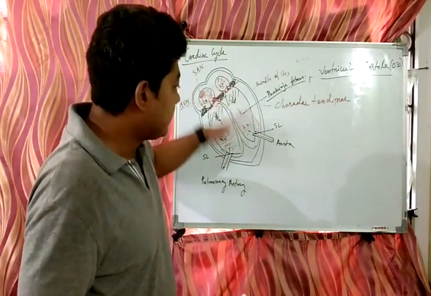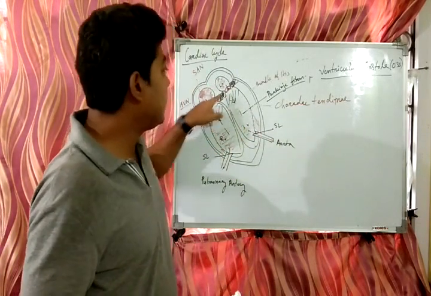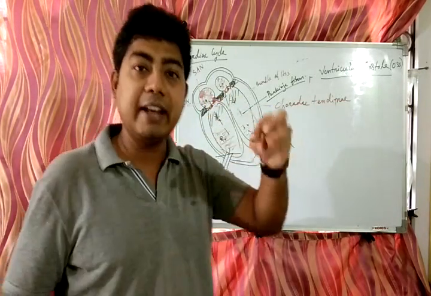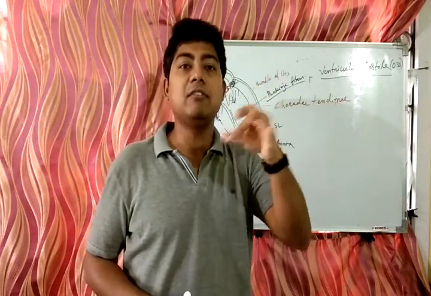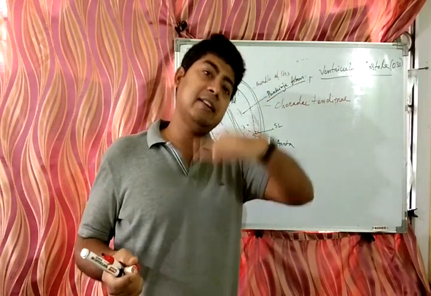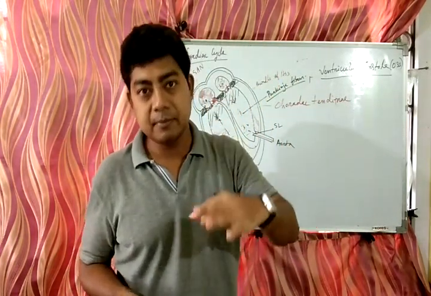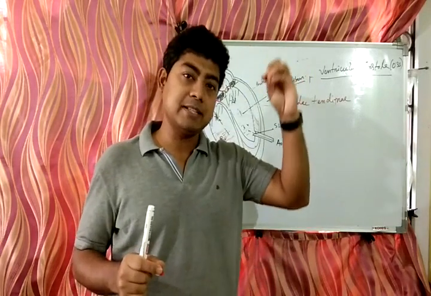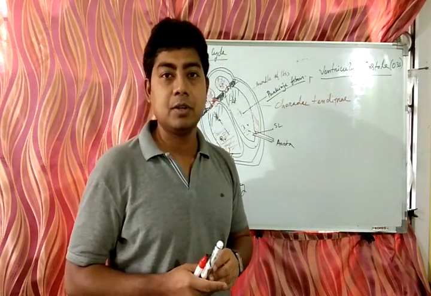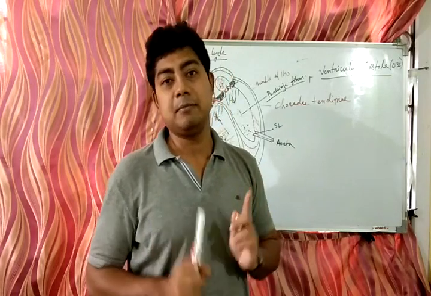When the pressure is released here, at the same time these valves do not open. Why? Because of the chorda tendineae. Chorda tendineae anchor this valve, so it is not allowed to open. When it is again in joint diastole, again the blood will come and move specifically. In that way the process is continuous. So up to here I have covered the cardiac cycle part.